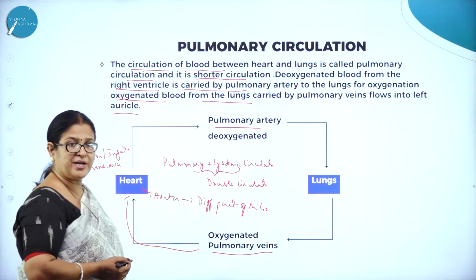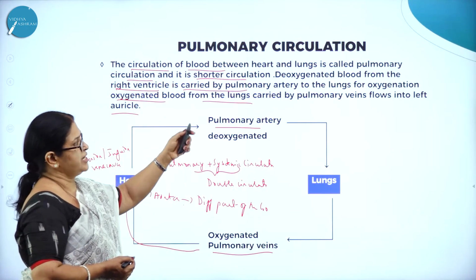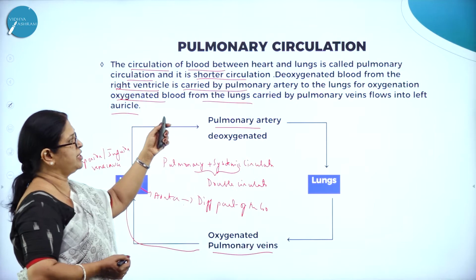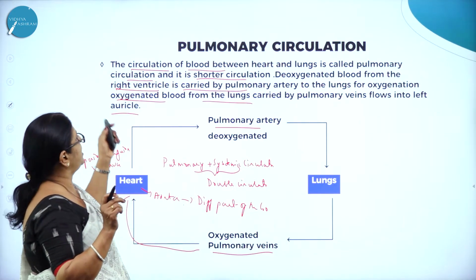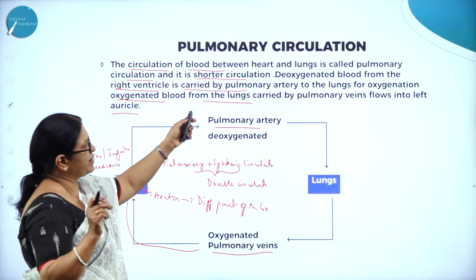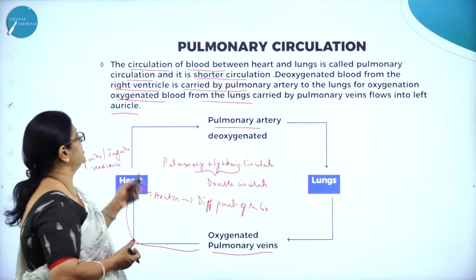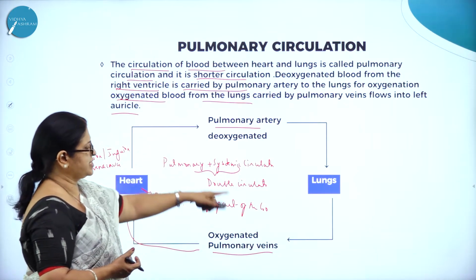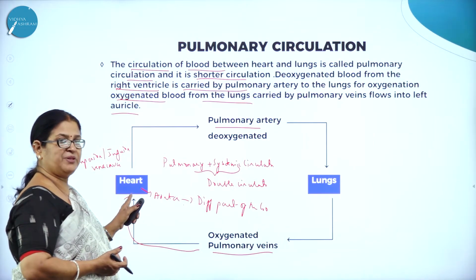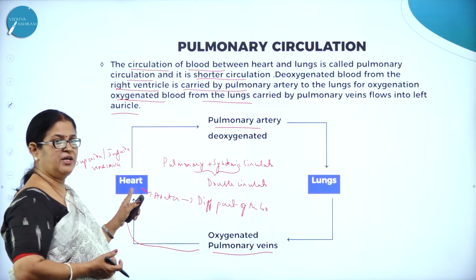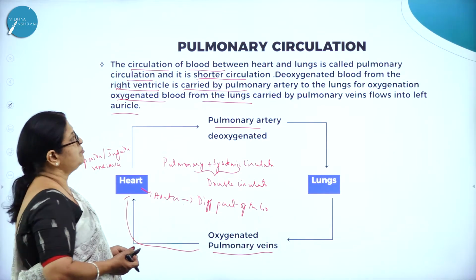Here you can see the schematic representation. The circulation of blood between the heart and lungs is called pulmonary circulation, and the duration is very short. The deoxygenated blood from the right ventricle is carried by the pulmonary artery to the lungs for oxygenation. Oxygenation means purification. And oxygenated blood from the lungs is carried by the pulmonary veins and flows into the left auricle. From the left auricle, it goes to the left ventricle, from the left ventricle to the aorta, and from the aorta to different parts of the body.